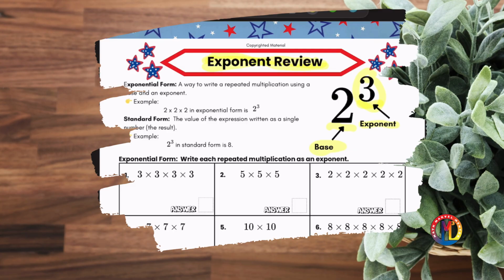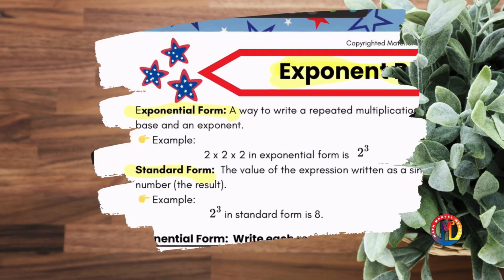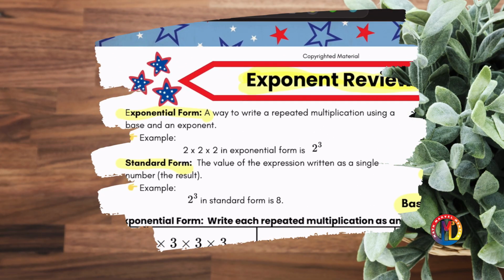There are two different ways that we can write exponents, or two different forms that we use. There's exponential form, and we're going to practice both ways, and standard form. So exponential form looks like this: 2 times 2 times 2 is how we expand out what 2 to the 3rd power is. Mathematically, what we're doing is we take the base and we multiply it 3 times. 2 times 2 times 2, and that's exponential form.